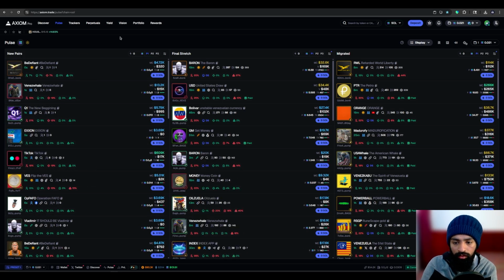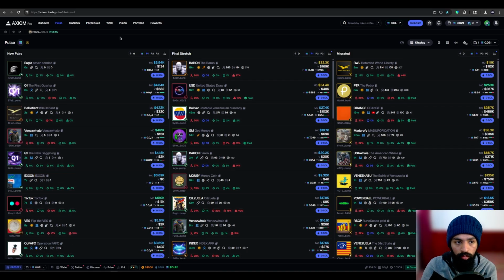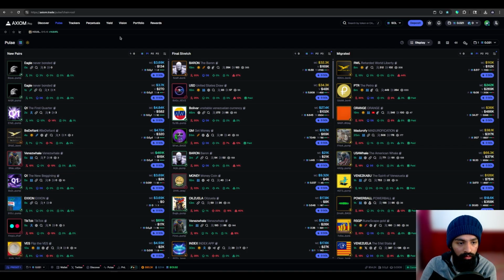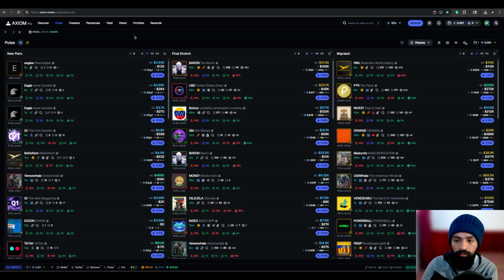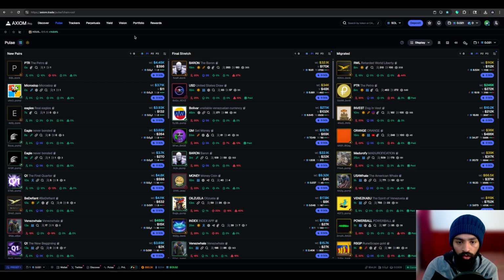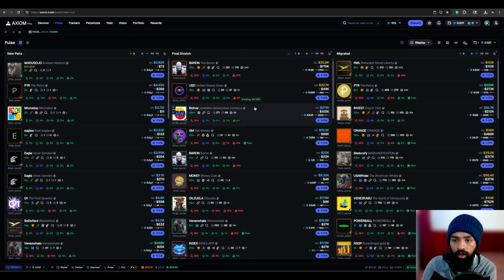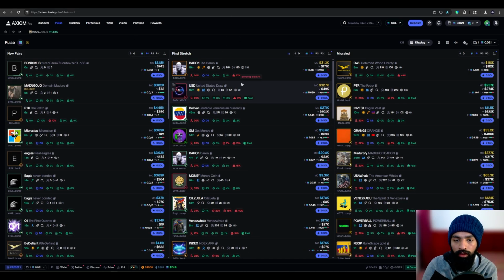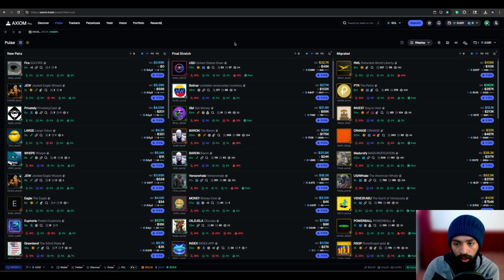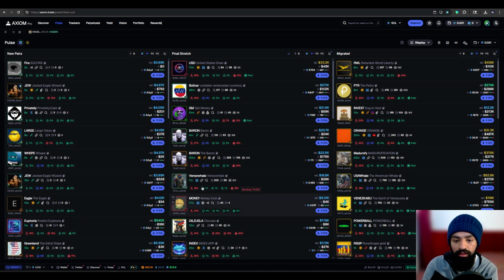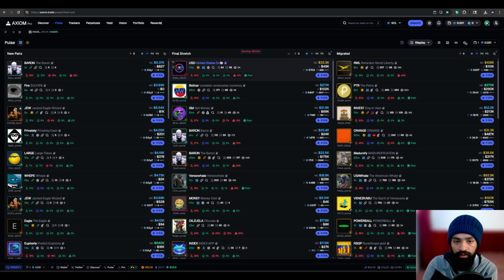So I highly don't suggest you play around with the new pairs unless you're very sure, like a new tweet came around or whatever. Again, unless you're very sure, don't mess with this side. So let's head over to the final stretch. This is where our strategy is going to be based off of. This is the medium market cap coins, which haven't migrated as of yet but have the potential to migrate very soon. So this is the section where our strategy is going to be based off.